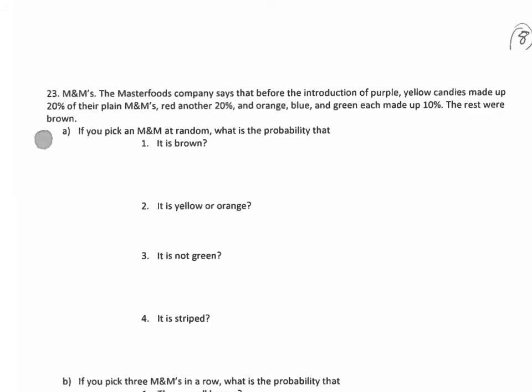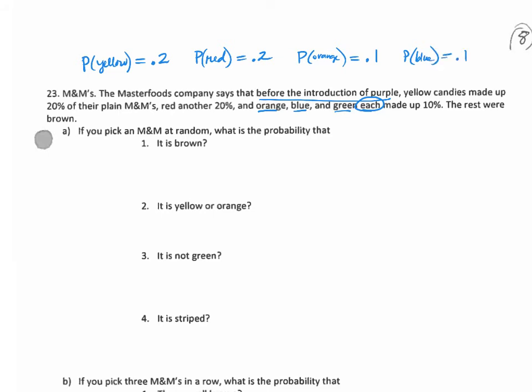It's saying, no. Oh, well, there's the Before problem. Before purple, so the probability of yellow is 0.2. That's a confusing question. It says the probability of red is 0.2. Now, let's carefully read this language here. Look, orange, blue, and green each make up 10%. Does that mean they total to be 10%? No. Orange is 10%. Blue is 10%. And green is 10%.